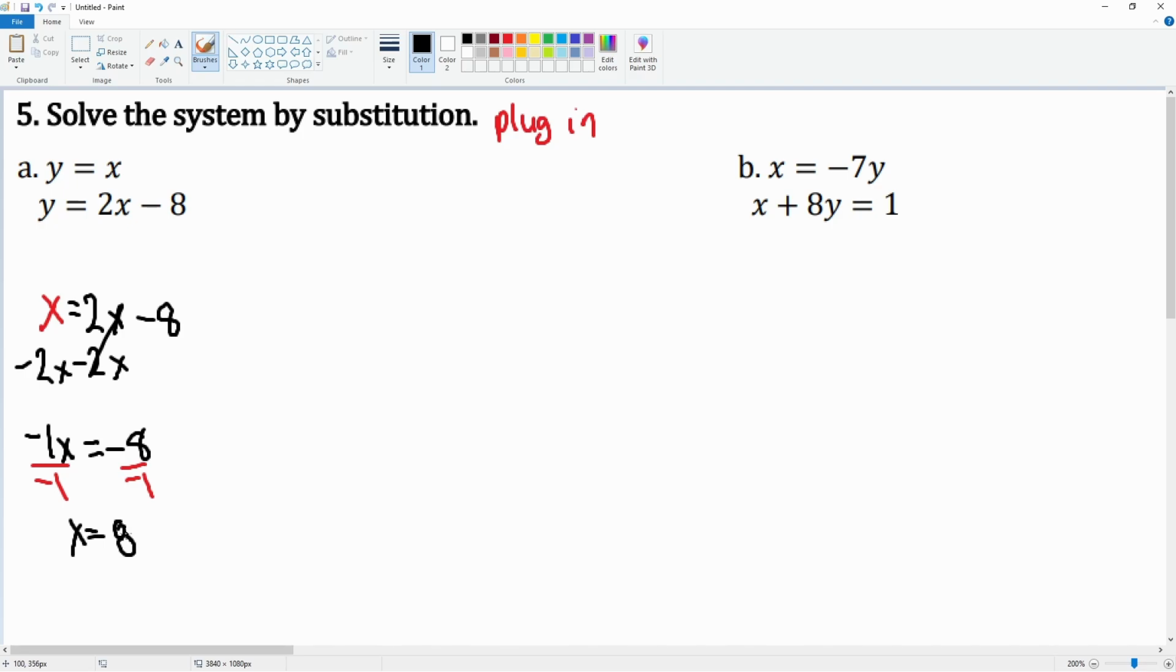We're not done because the solution requires us to get a y. We know that y is equal to x, so we can plug in the 8 for the x. And there you go. The solution here would be the point (8, 8).